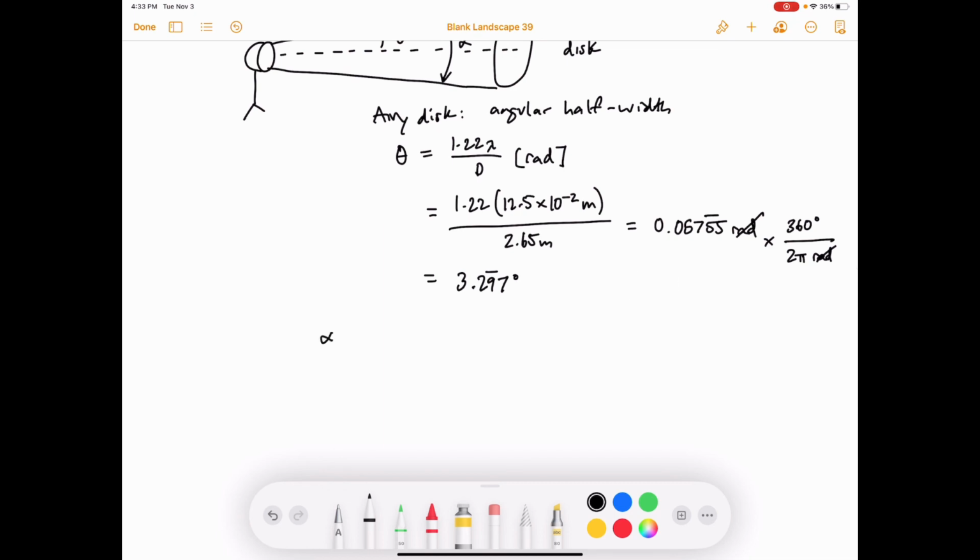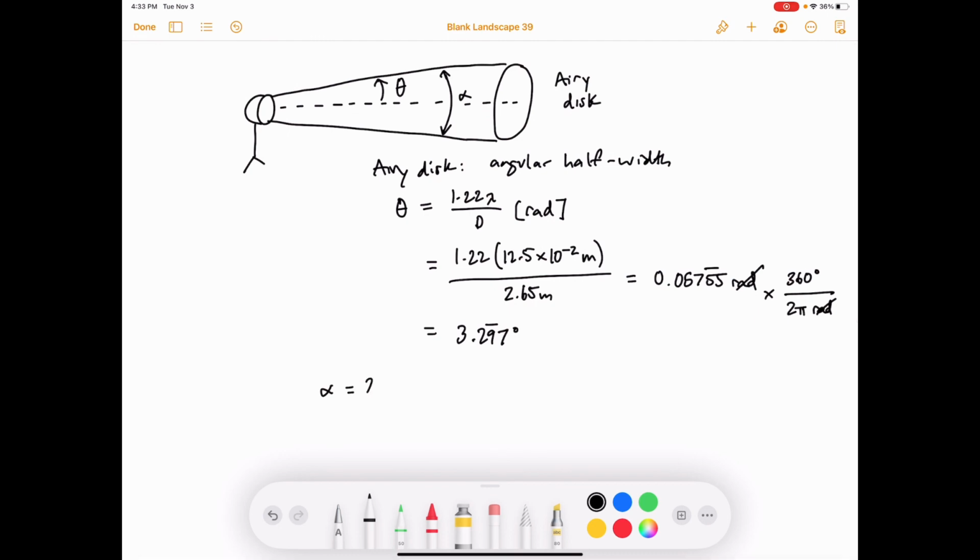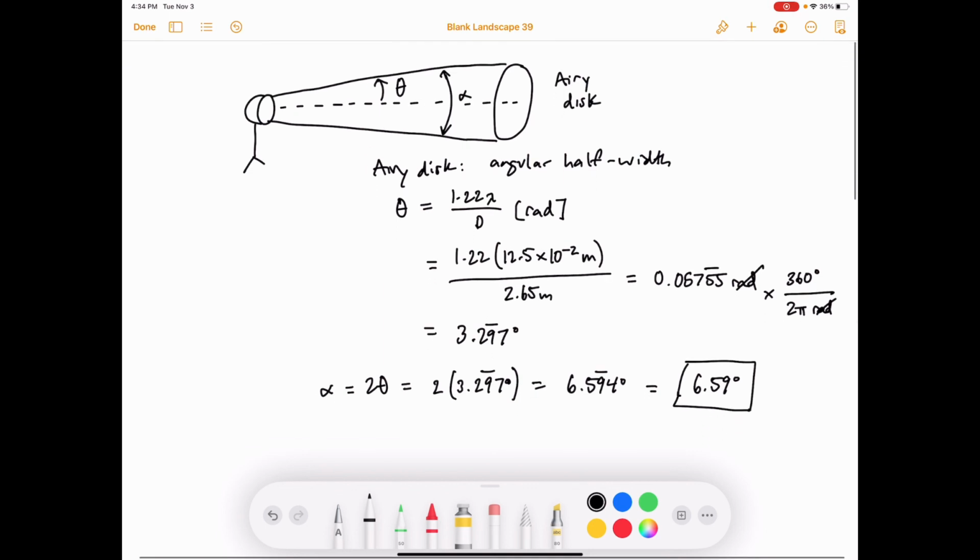But alpha, if we go back to the picture, is 2 times theta. So we want to double that. 2 times 3.297 degrees is equal to 6.594 degrees. And then if we just keep 3 sig figs on that, about 6.59 degrees. So that's at least how much this beam has to open up, and that's given by the fact that it's diffracting through the circular aperture.